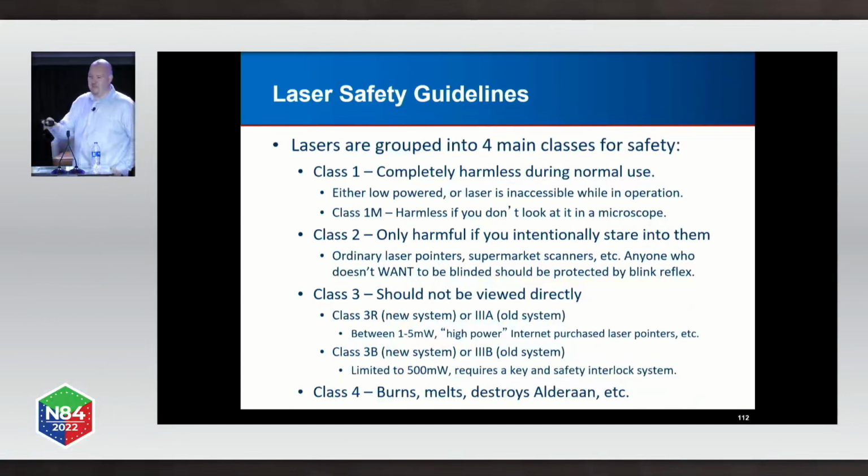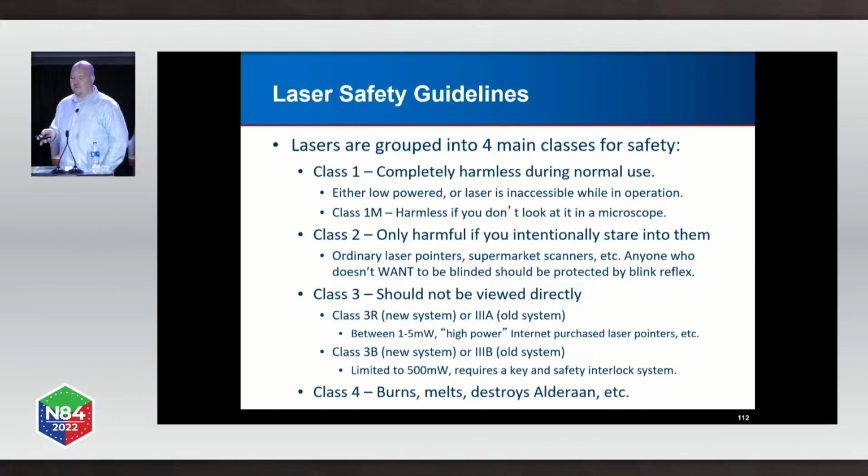Class 1M is something that is harmless as long as you don't look at it in a microscope. Class 2 is something that is only harmful if you intentionally stare at it. So if you don't want to blind yourself, you go, that's bright, and you look away. But if you do want to blind yourself, you can go, look, Ma, and then you'll hurt yourself. Class 3 is something that should never be viewed directly. There's an old American system, there's a new international standard.